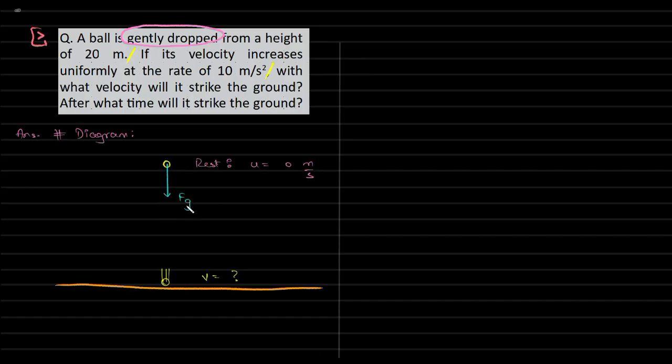Since we have the gravity pulling it down, its speed changes. Throughout its journey, speed keeps changing. It accelerates at a rate of 10 meter per second square. So its final velocity will not be the same as what it started with, right? And the distance between these 2 points is 20 meters. So the question is, with what velocity will it reach the ground?